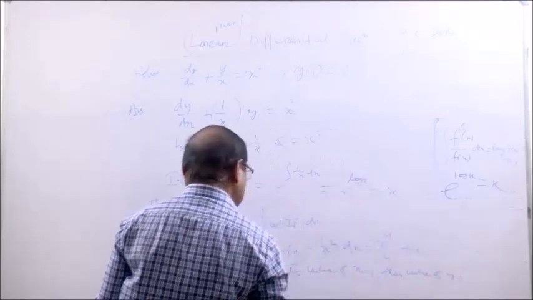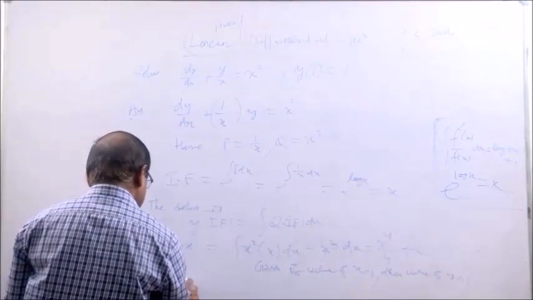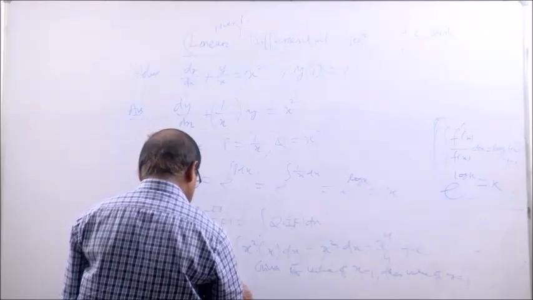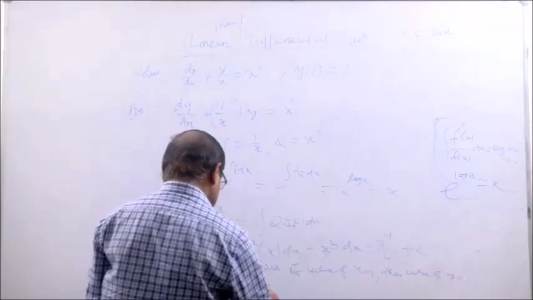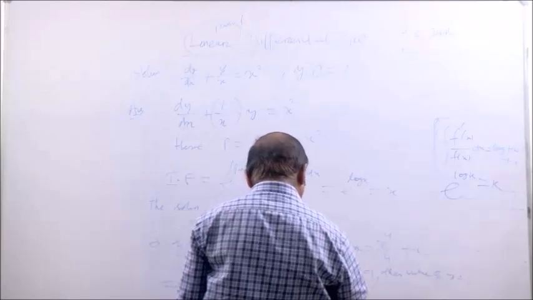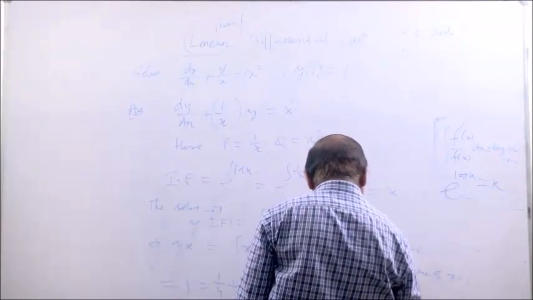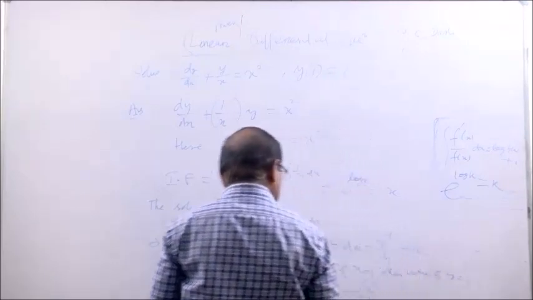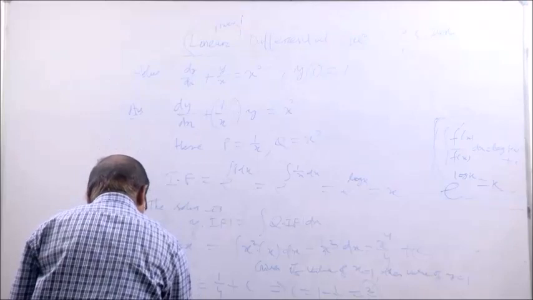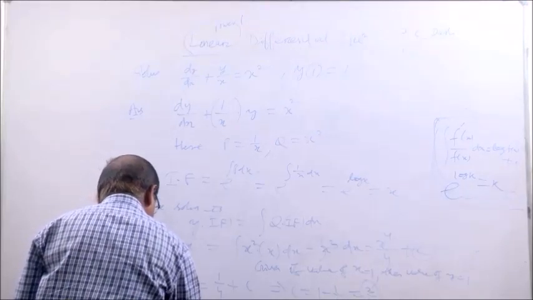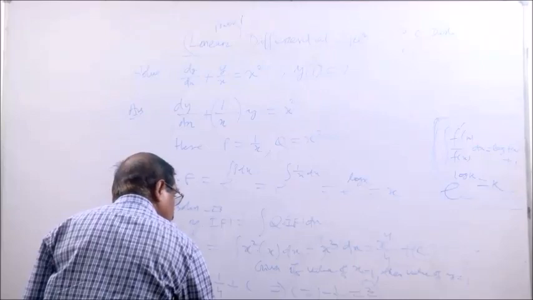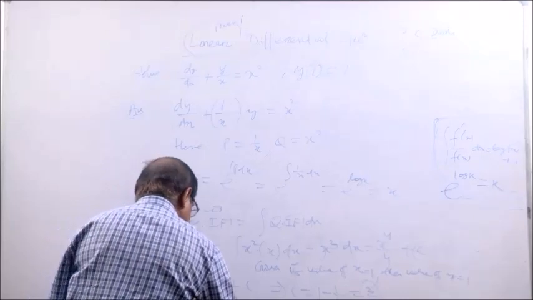Putting this value, so what? This side is 1, this side is 1 by 4 plus c. So that implies c is equal to 1 minus 1 by 4, that is 3 by 4. So we get the value of the constant. So the particular solution is yx is equal to x to the power 4 by 4 plus 3 by 4, is the answer.